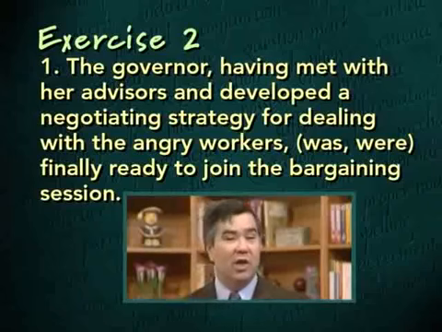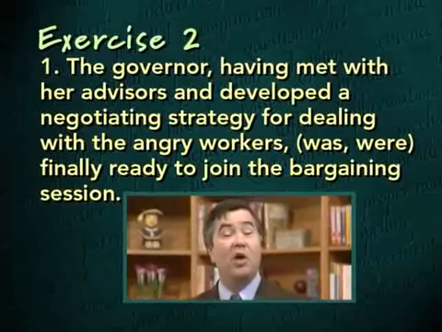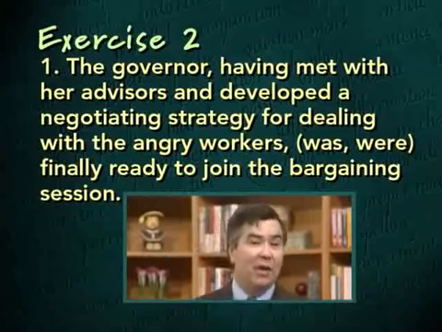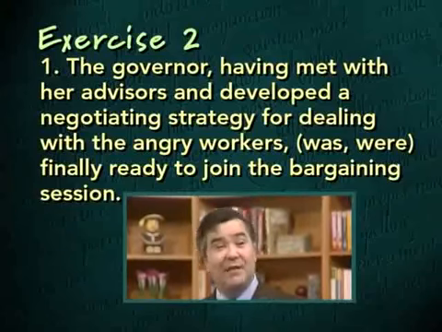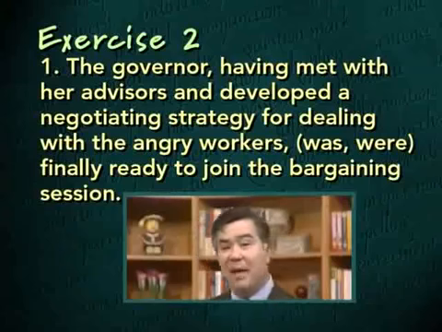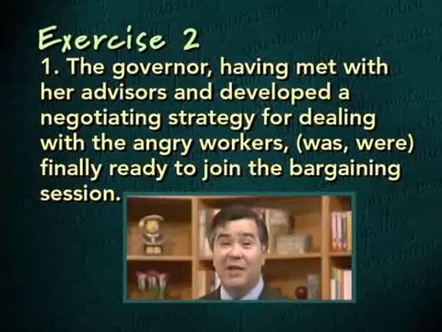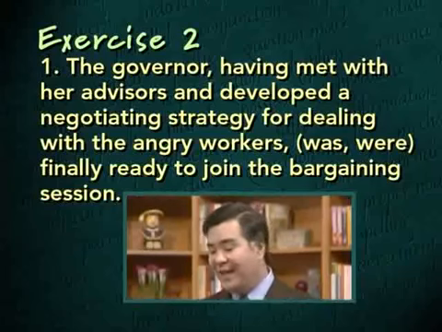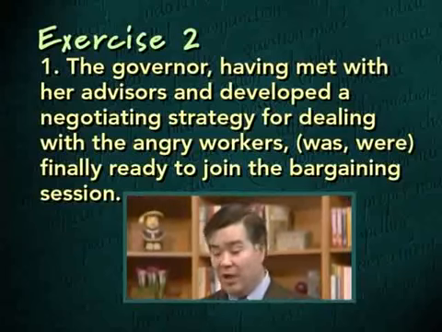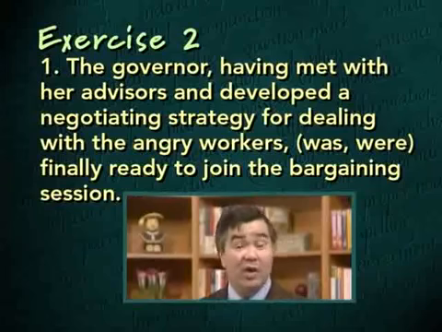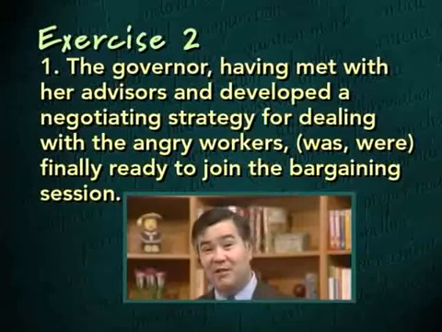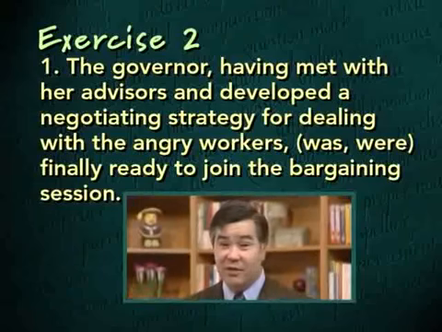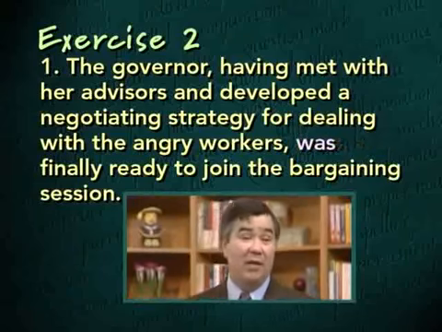All of those words are giving more information about, or modifying, the governor. So all of that is a bit of an interruption, an aside. It's something that gives additional information about the governor, but which is not part of the actual subject. The person who was or were finally ready to join the bargaining session was, or is, the governor. So the word governor is the subject of the verb. Governor is singular, it only refers to one person, and so the singular verb was would be correct.